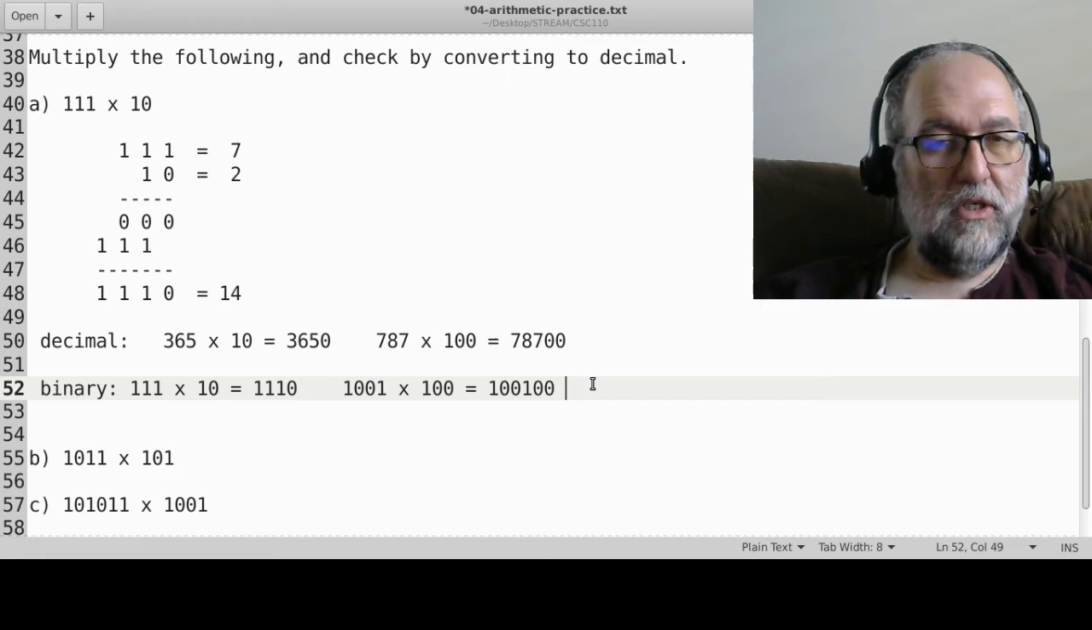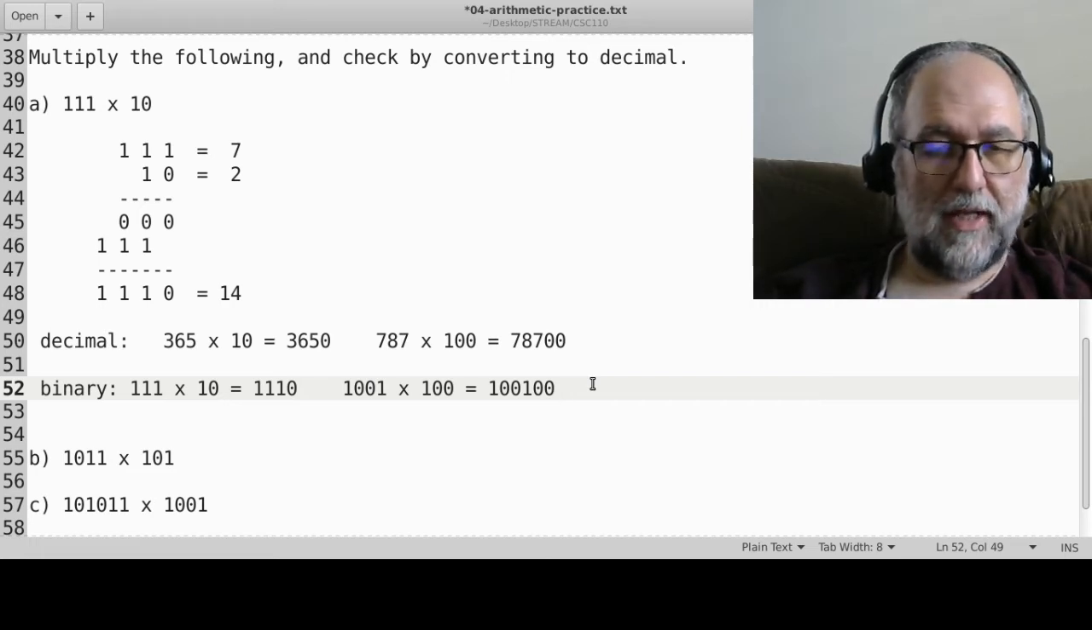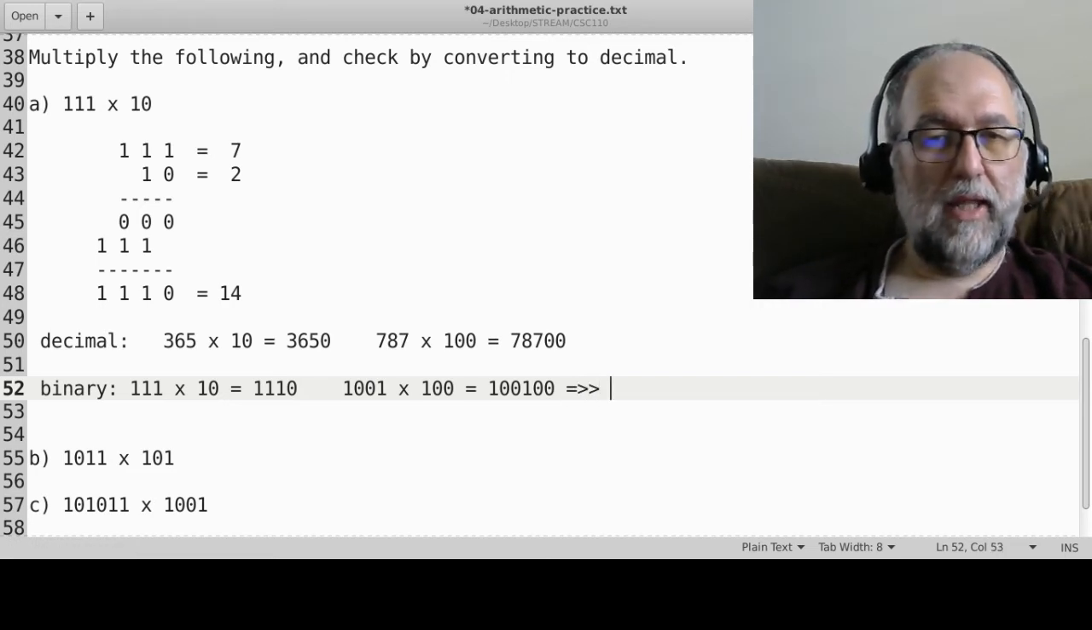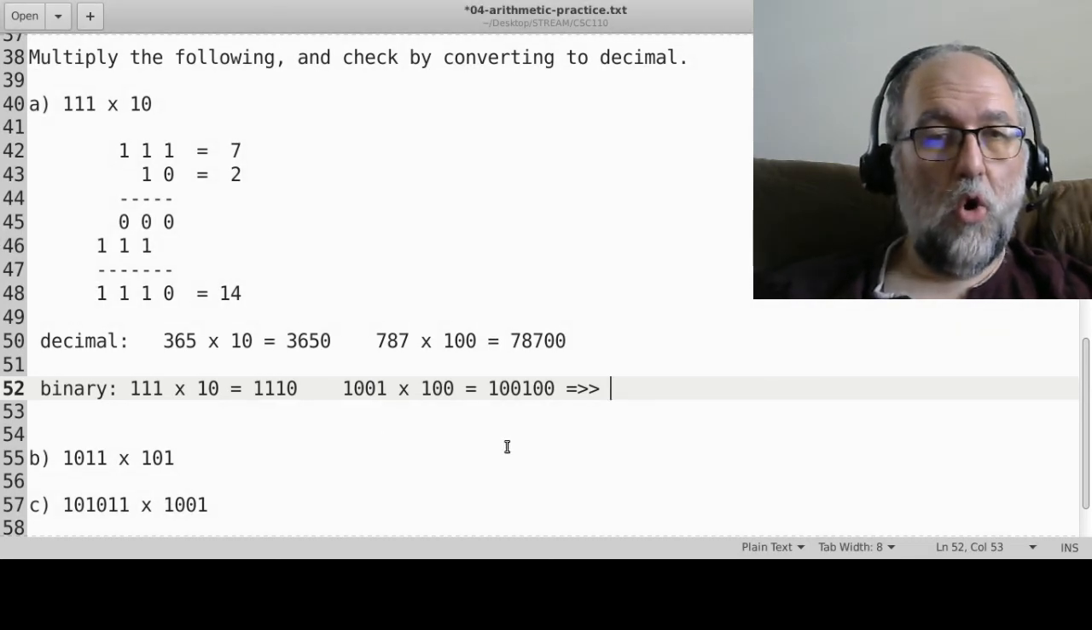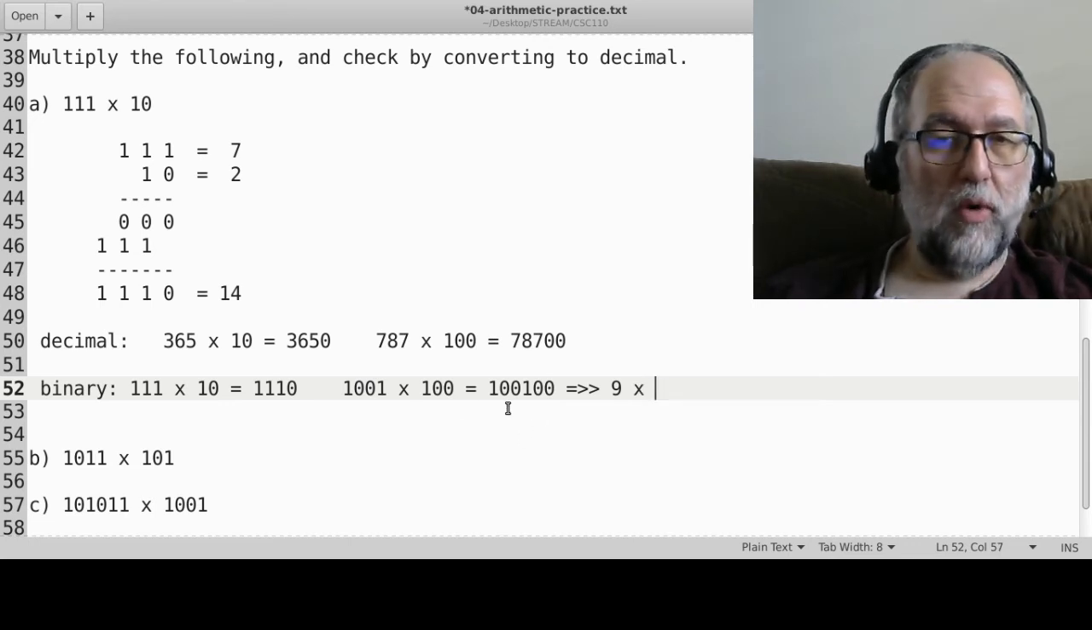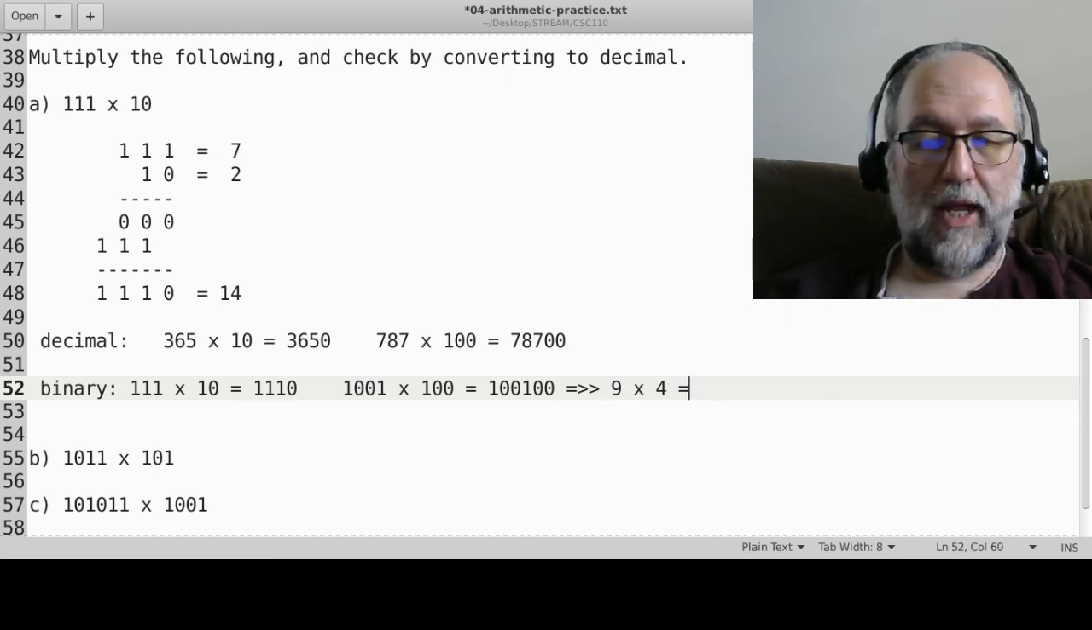Now, if you were to convert this into decimal, just that second one, okay? So you say, what does that look like in decimal? Well, you should know all those numbers. 1001 is 9 multiplied by 100, which is 4, okay? And so this number, is that going to equal this number here?